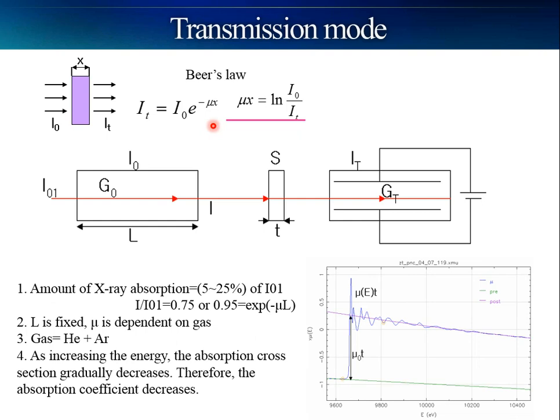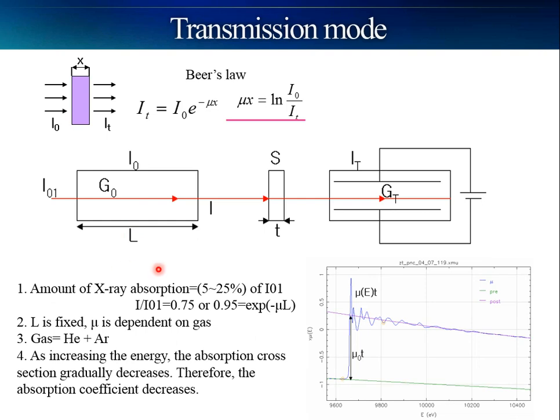Therefore, the total absorption coefficient mu x is natural log of I naught over I t. Beer's law applies to the I naught chamber, the I transmission chamber, and the sample. The I naught and I transmission chambers are filled with helium, argon, or mixed gas. The absorption coefficients of the I naught chamber and I transmission chamber are decided by controlling the amount of gas because the length of the chamber is fixed.